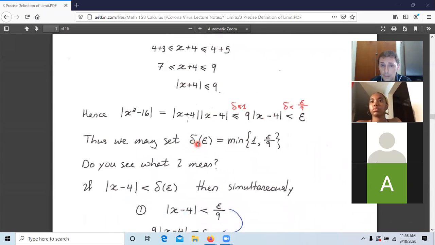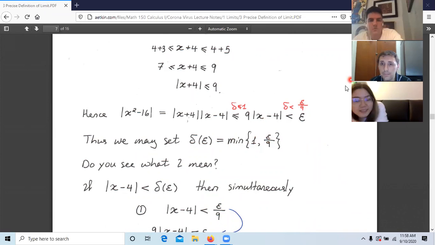So my delta of epsilon can be picked to be the minimum of those numbers, the minimum between 1 and epsilon over 9. Are you following? Why the minimum? Because I want my deltas to always be smaller than 1, right? If epsilon is, let's say, 18, then without the restriction of less than 1, delta would have been epsilon over 9, which will be 2, right? But all my deltas are at most 1, not at least 1, at most 1.